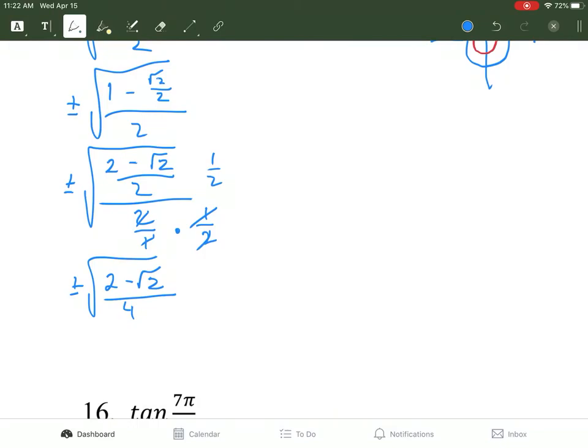Now, we want to square root the top and the bottom. The top really doesn't get square rooted because there's nothing to square root, but the bottom can be because the square root of 4 is just 2. So we would have the square root of 2 minus root 2, and then divided by 2.